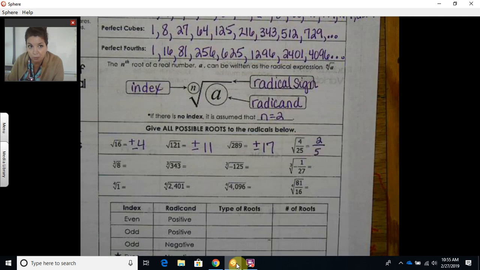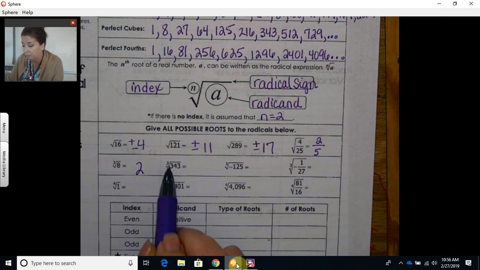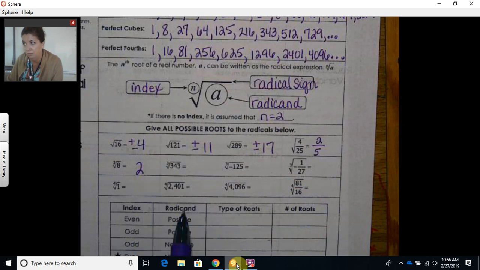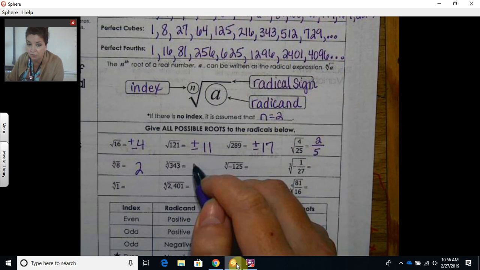Cubed root of 8 is 2. Can it be positive or negative 2? What's negative 2 times negative 2 times negative 2? Negative 8. So can it be positive or negative 2? No. When your index is odd, it's not going to be positive or negative. Okay? When your index is even, it could be a positive or a negative. What's the cubed root of 343? 7. Not positive or negative 7, just 7.